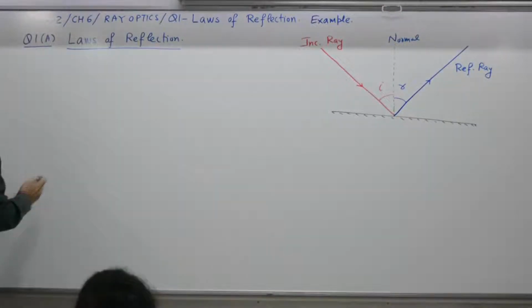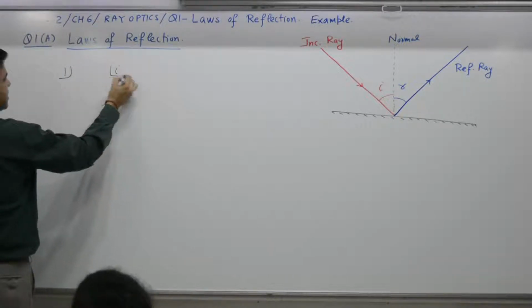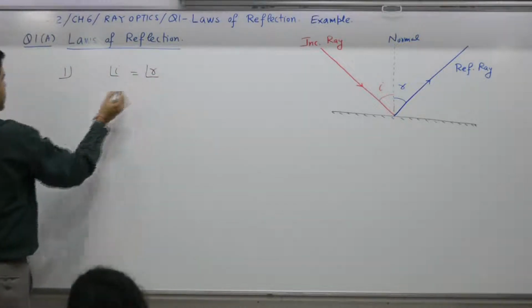Law number 1 is what? Angle of incidence is equal to angle of reflection. 2.